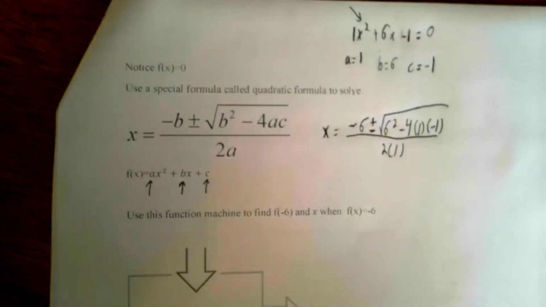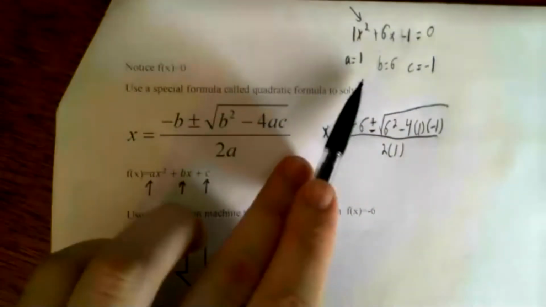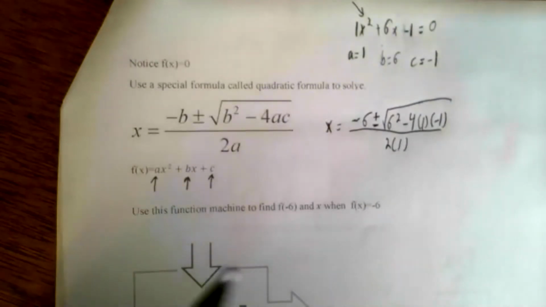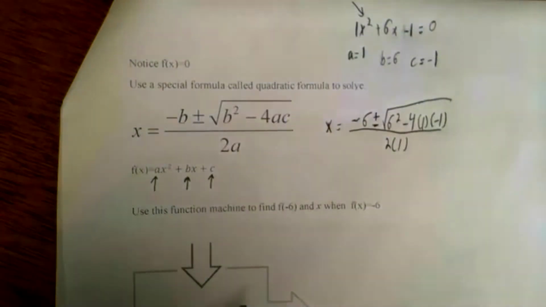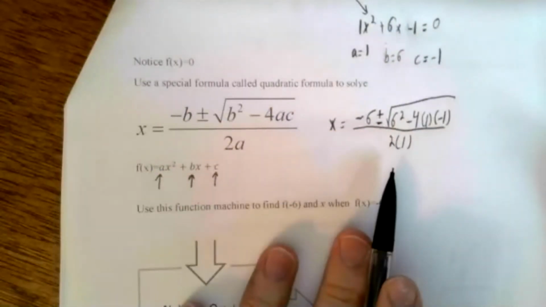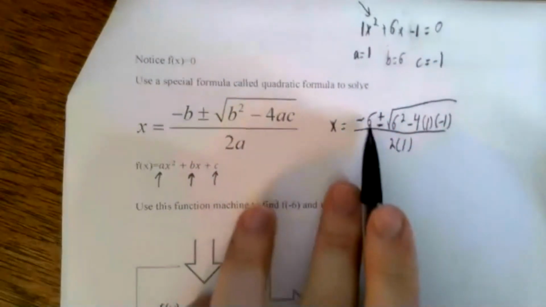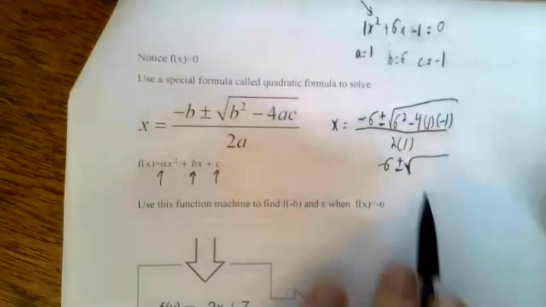So all we're doing is just substituting in the values that were given up here. Okay. So after I do that, then we can start simplifying, right? So I'm going to simplify the top as much as I can first. So -6 is fine. I can't do anything with that. It's still plus or minus. And then I can simplify the square root, right?